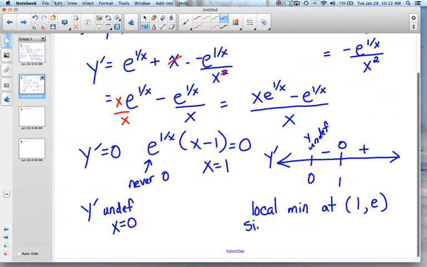Don't forget your reason: since y prime goes from negative to positive. All right? And that is how you will do that first section when you are doing problems 1, 3, and 5.